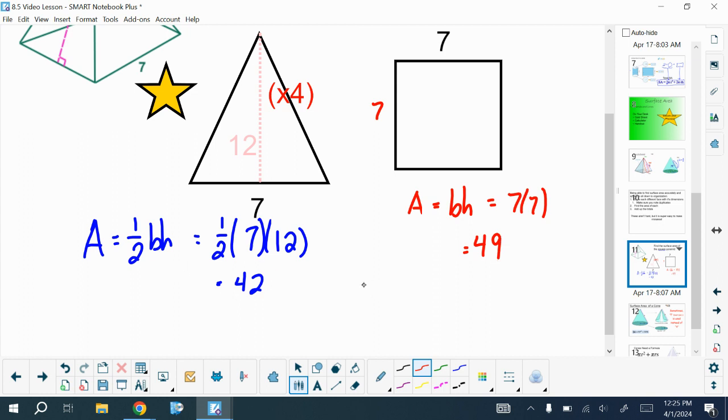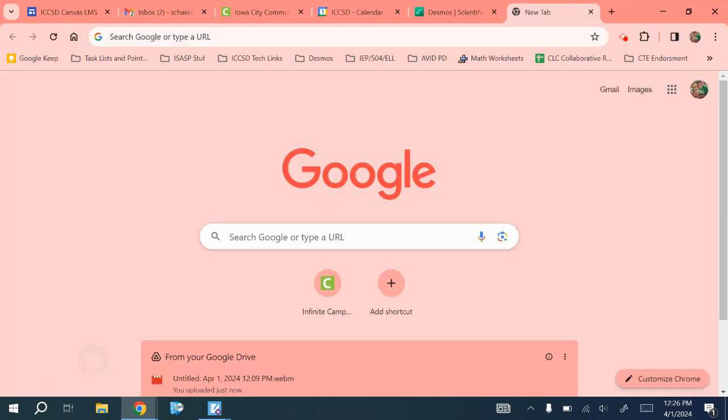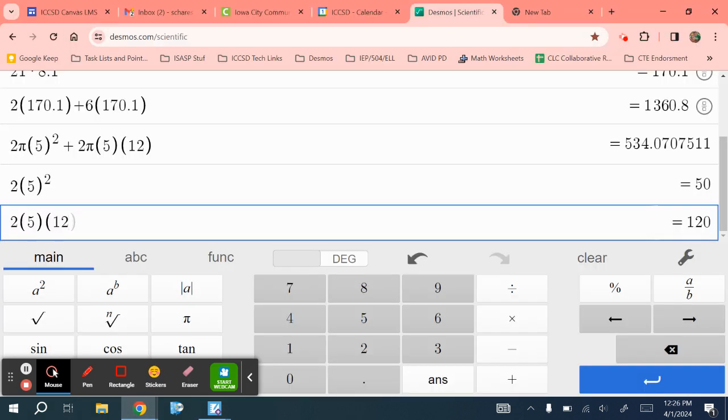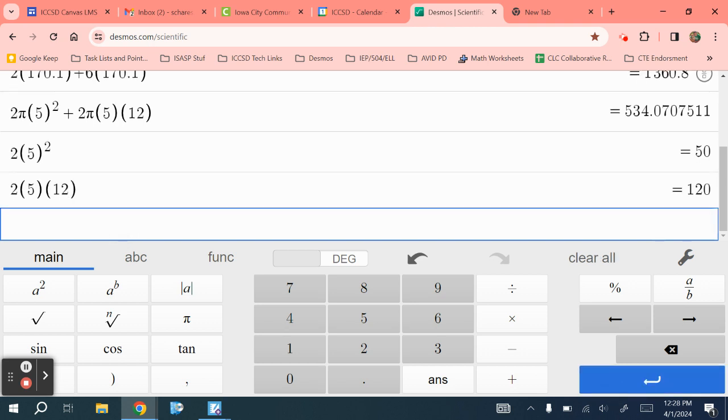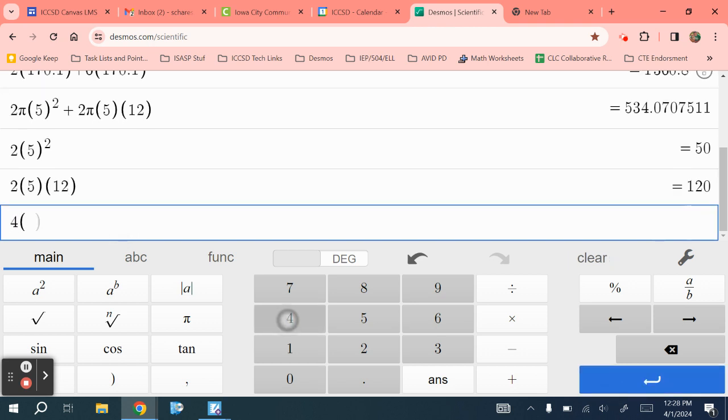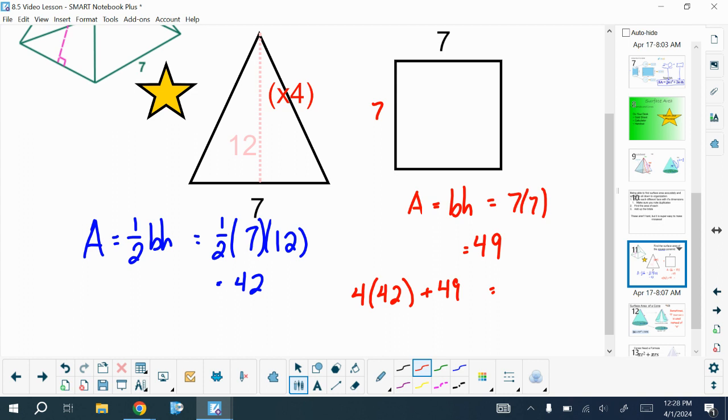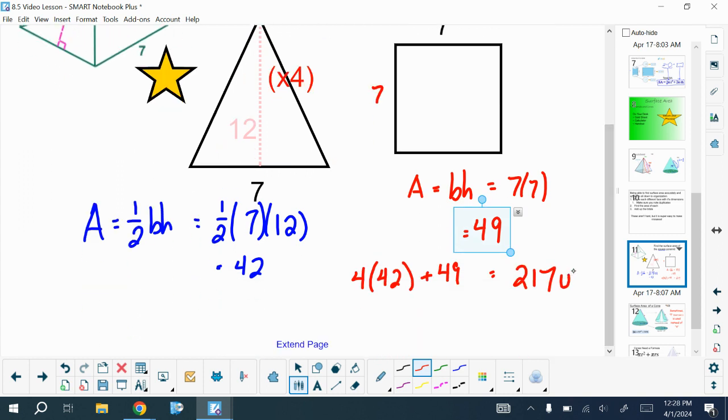Then I'm just going to go ahead and combine things together. So I've got 4 of these triangles plus 1 of these squares, and I'll go over to Desmos and see what that is. So we'll go ahead and type that into Desmos here. We have 4 of our 42s plus our square base, 49. So we have 217 total. And this one did not include units, so I'm just going to put square units on that.